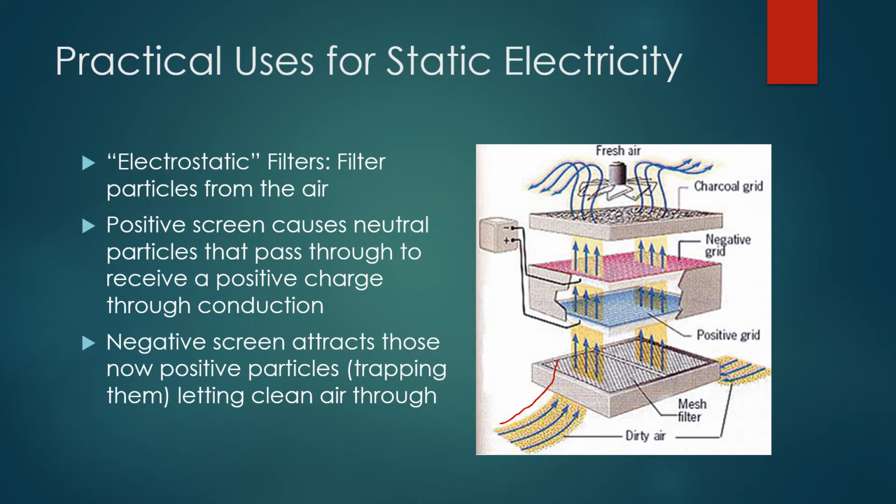Well, not all particles will be caught by that mesh filter. So it continues on and goes through a positively charged grid. What that does is it makes all particles that are traveling through that grid have a positive charge. Then they next go up through this red filter, which is the negative grid. So what happens when a positive and negative get near each other? They attract. So those positively charged particles are going to get stuck in the negatively charged grid.